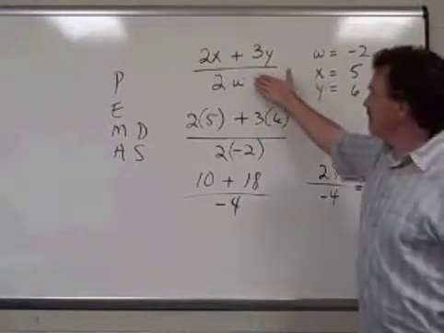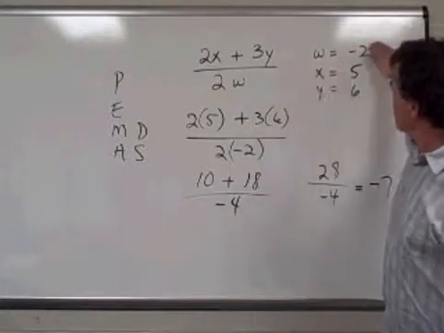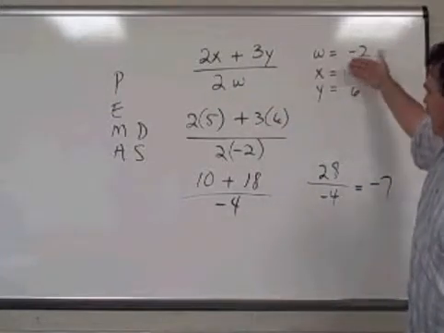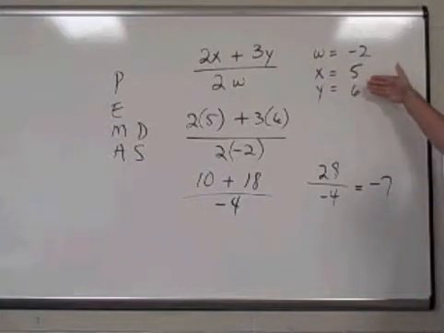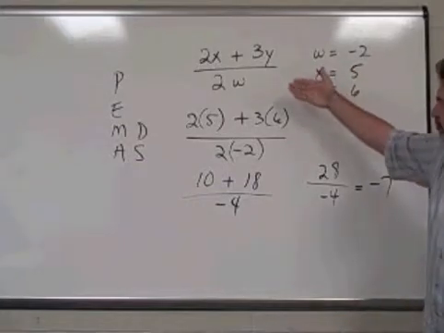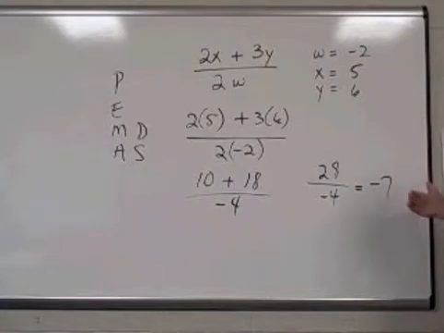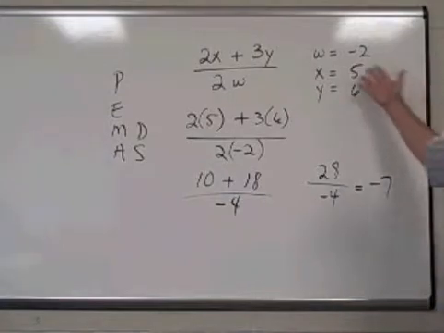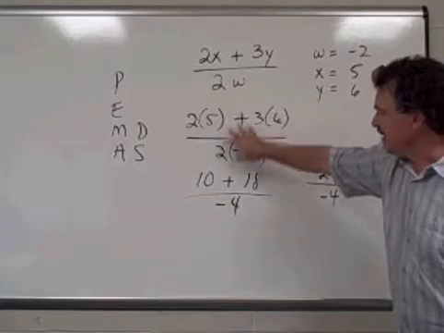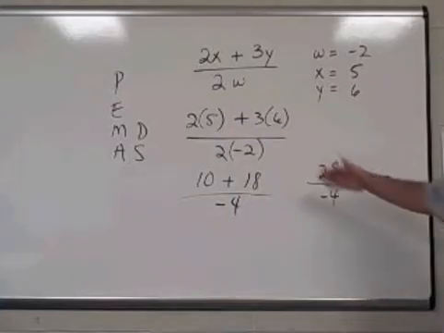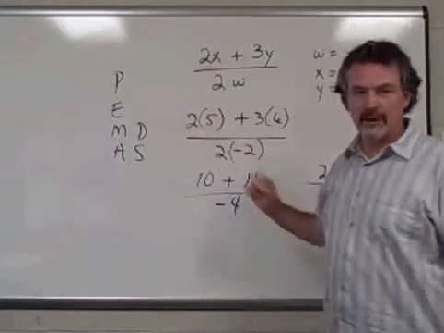So the value of this expression, when w is -2, when x is 5, and when y is 6, is -7. And the way we evaluated that algebraic expression was to make the substitutions, then evaluate the arithmetic expression following our order of operations.